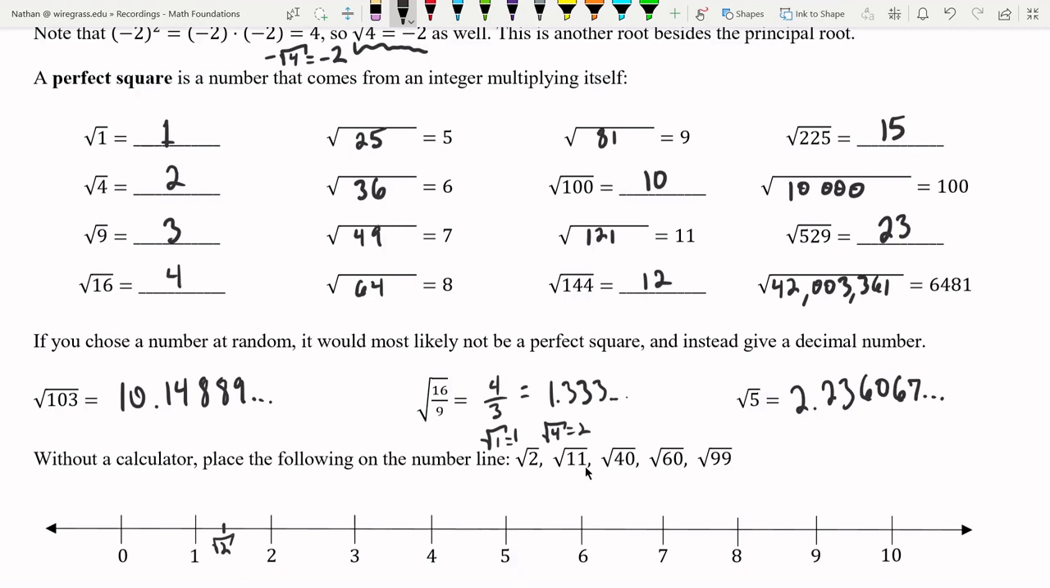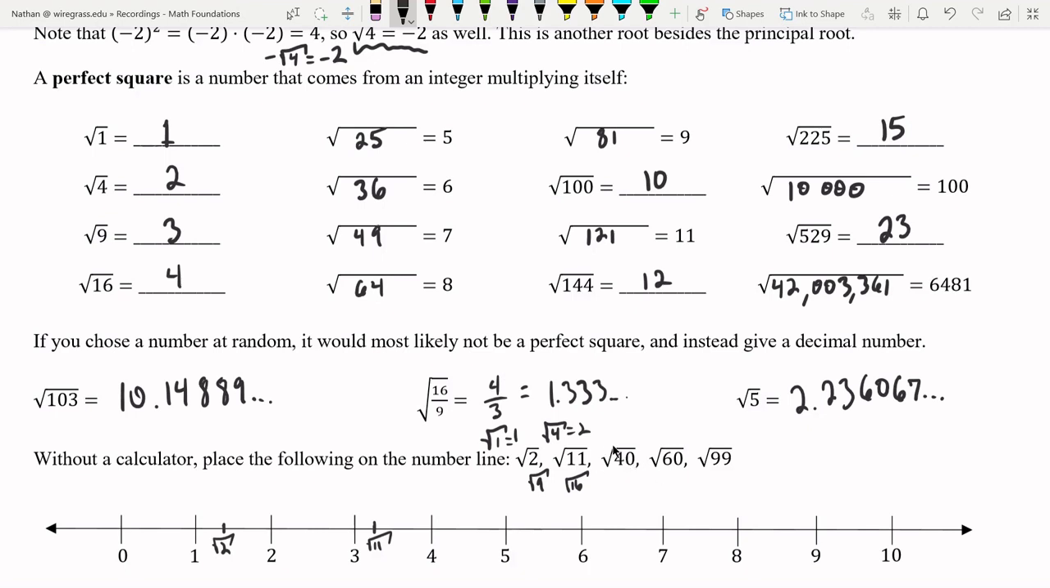Now, the square root of 11, same kind of thing. The square root of 9 is 3, and the square root of 16 is 4. So the square root of 11 is going to be between them. This is 3 and 4, so 3 and 4. The square root of 11 is probably going to be somewhere around here. If you wanted the exact, we just type into a calculator.